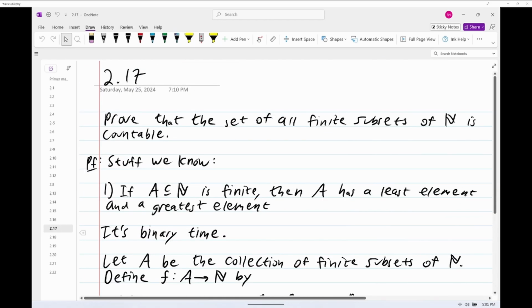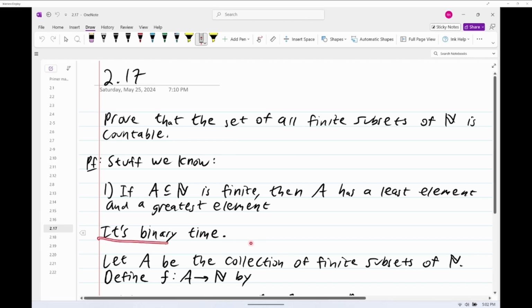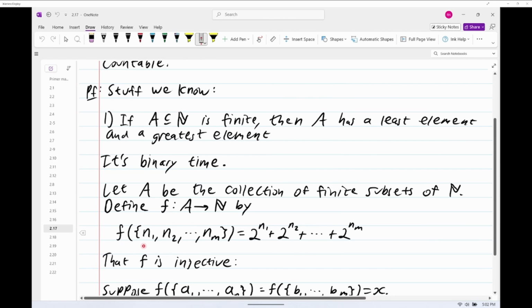Prove that the set of all finite subsets of n is countable. Oh, you know what? We did this already in 2.20. Isn't that crazy? But we're going to do it anyway. If a subset of naturals is finite, then it has a least element and a greatest element. So it's binary time. Let A be the collection of finite subsets of n. Define f from this set to the naturals by sending a set to its binary representation.